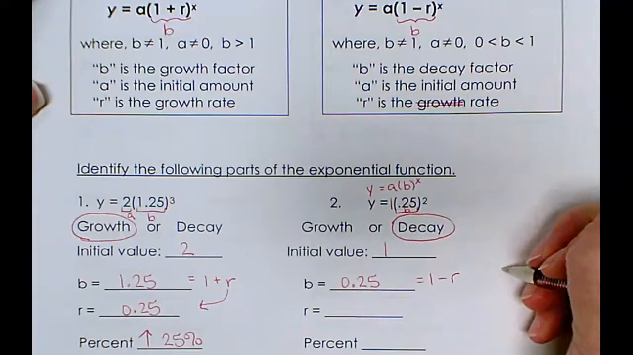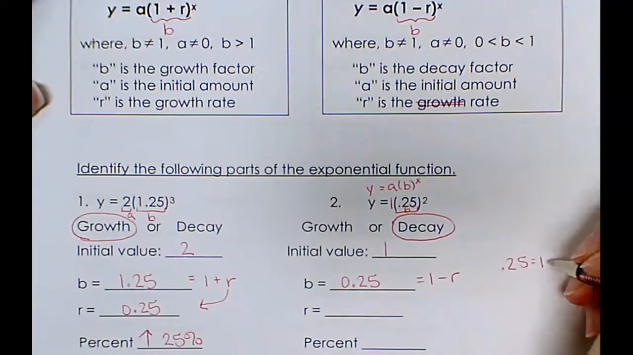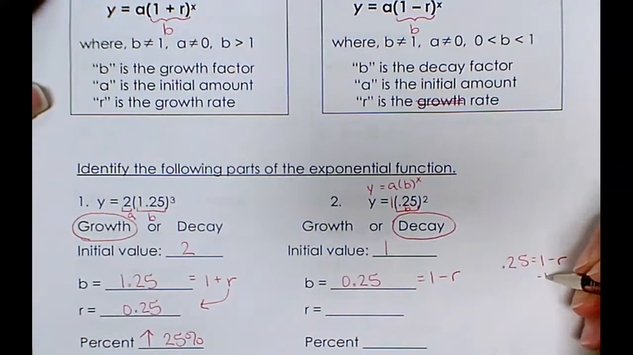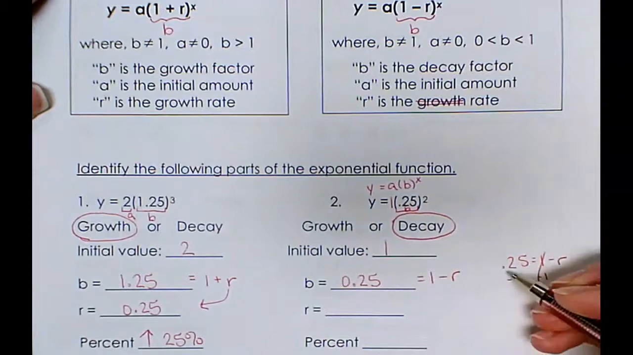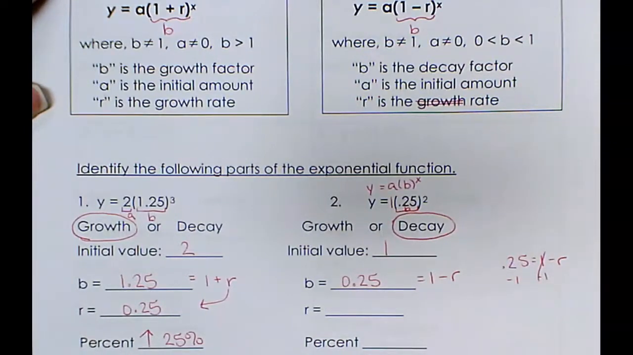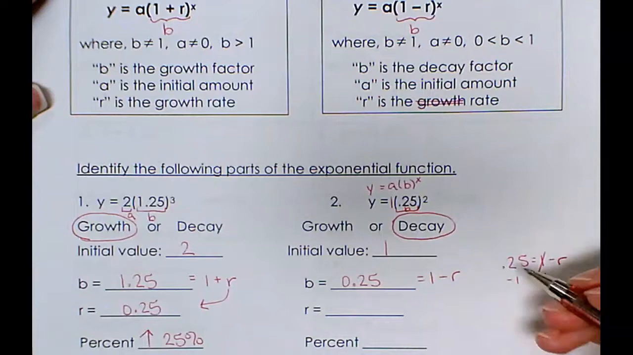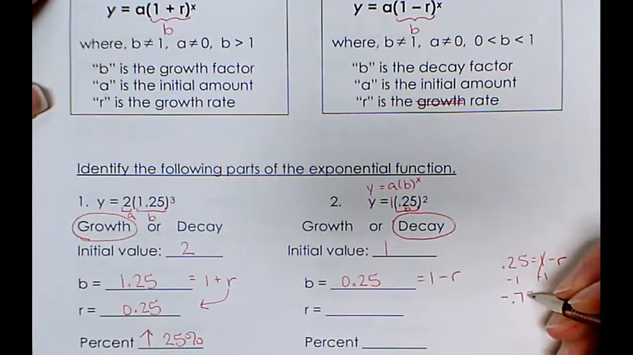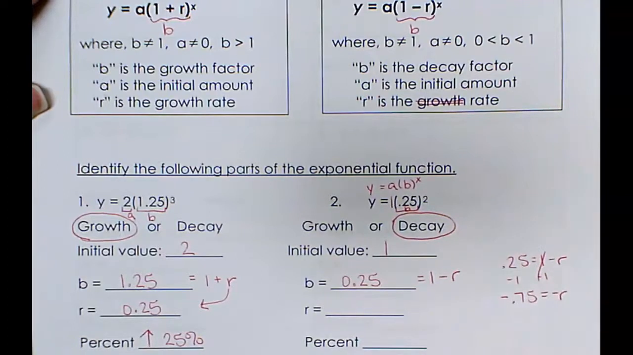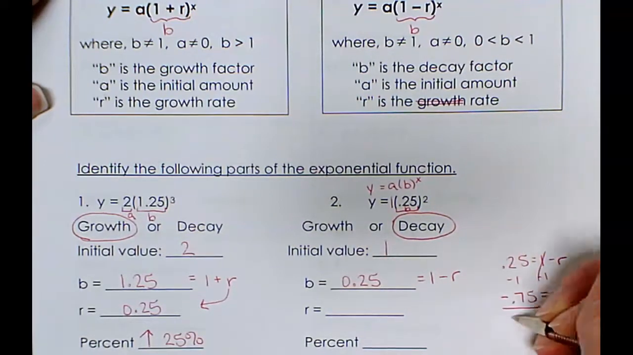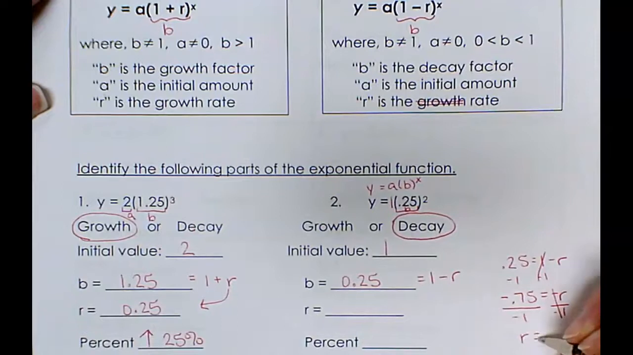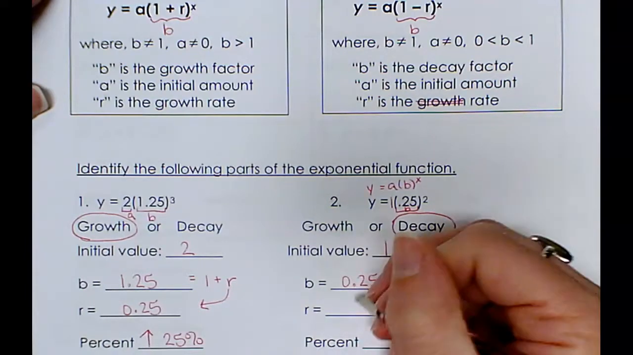Now you can, out to the side, solve this little miniature equation. You could subtract 1 and subtract 1. 0.25 minus 1, if you think about dollars and quarters, a quarter minus a whole dollar, that means that you're down by 75 cents. And then if you divide by the -1 to get rid of the negative sign, you get an r value of 0.75. So if you take 1 and you subtract 0.75, you end up with a b value of 0.25.